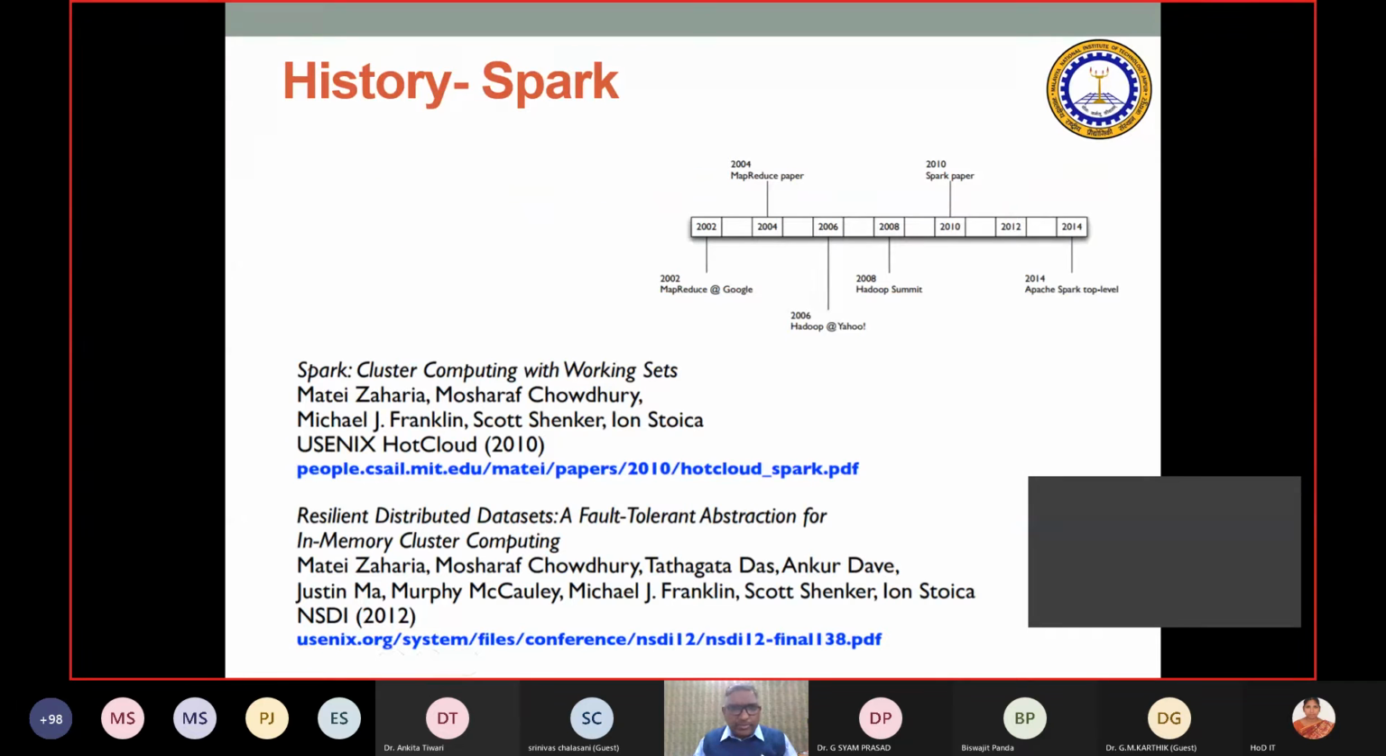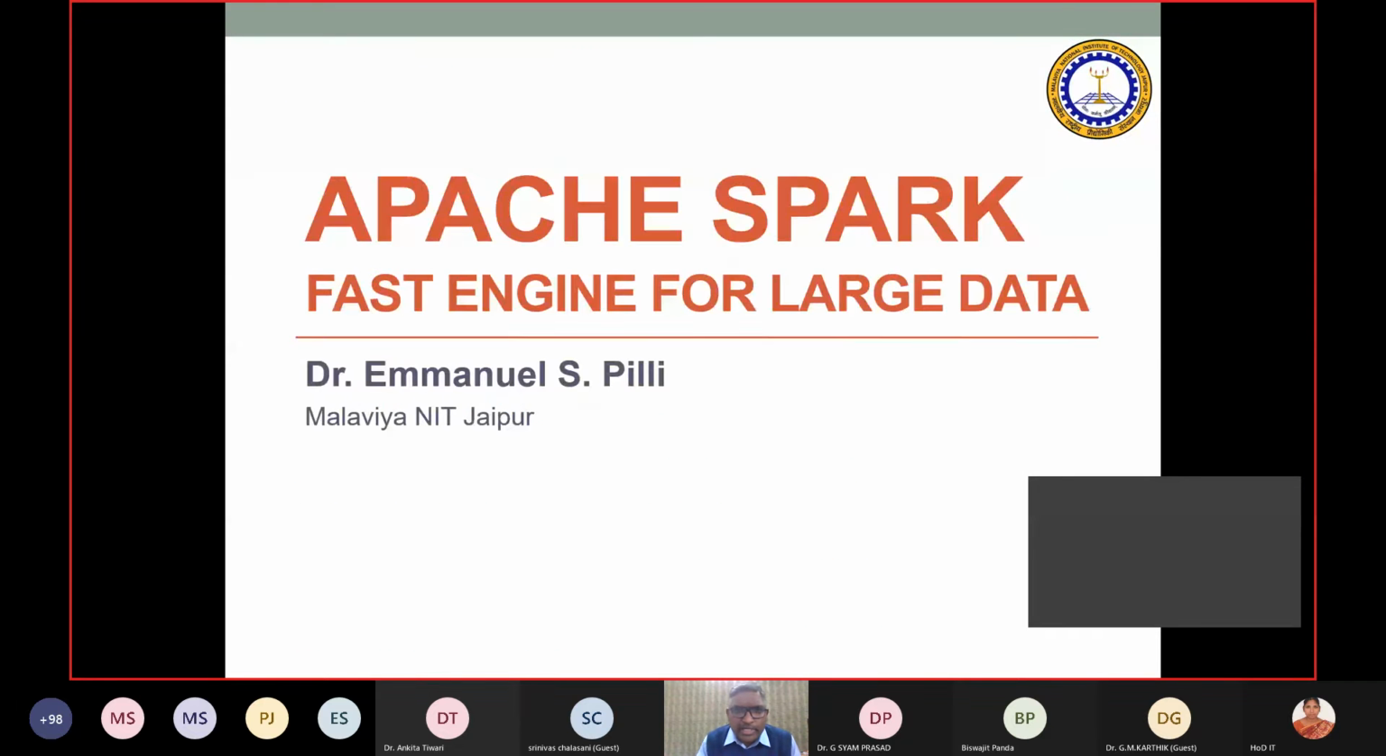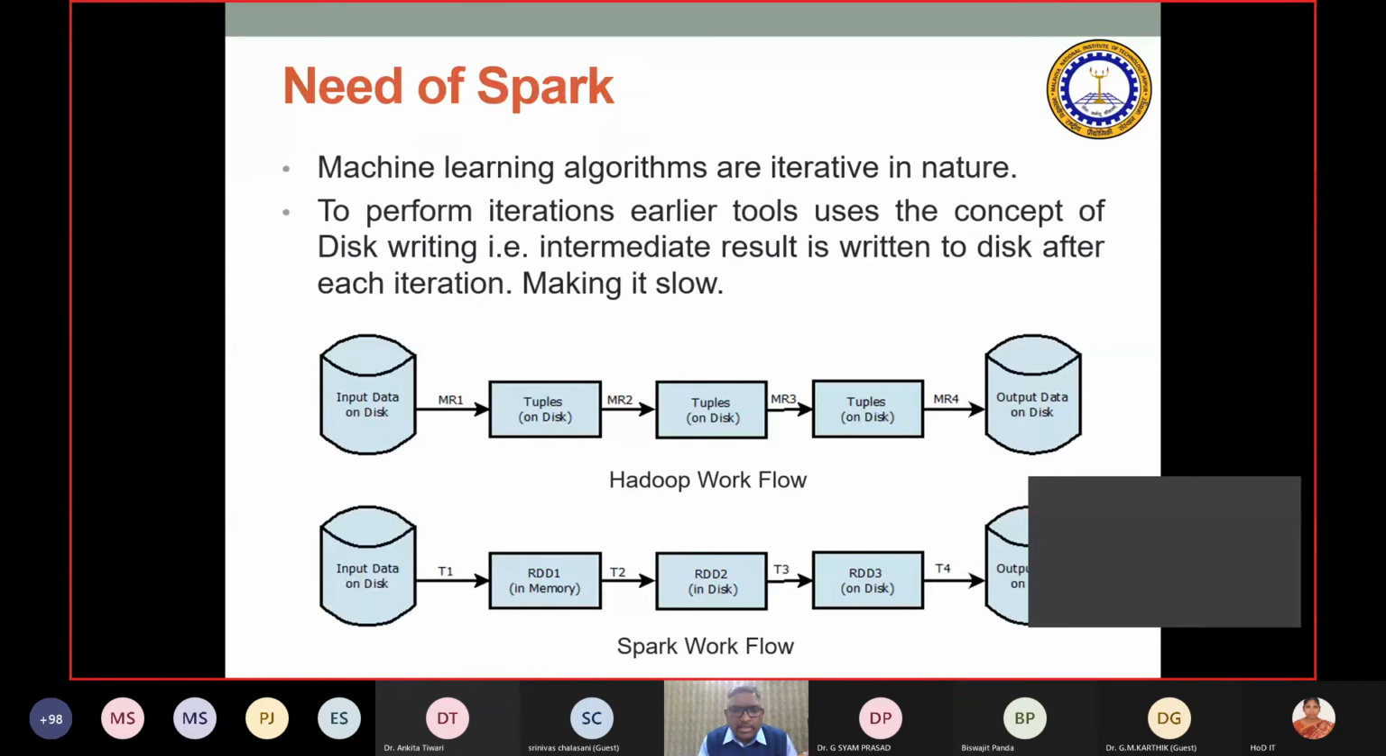Okay, these are the papers that I talked about. Let me quickly review. This is the example that I was showing. Usually the data goes back to the tuple and back to the disk. MapReduce task 1, MapReduce task 2, MapReduce task 3, then it goes back to the tuple. So each time it writes to the disk and reads from the disk, and finally.